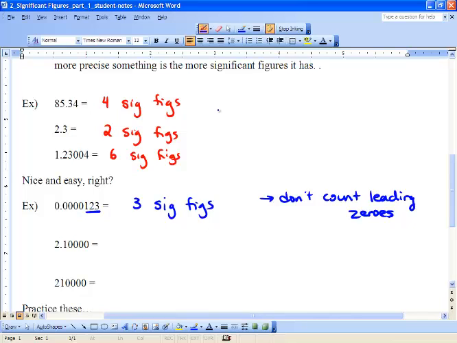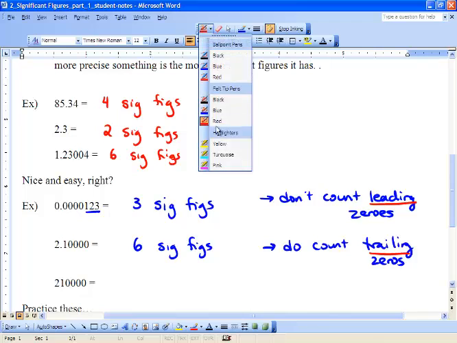Next, 2.10000. Well, it turns out that we've got 6 sig figs. And here's the next rule. We do count trailing zeros. Notice the difference? So we don't count leading zeros and we do count trailing zeros.